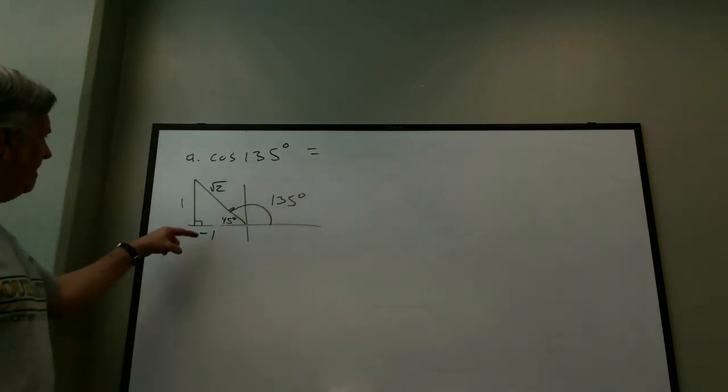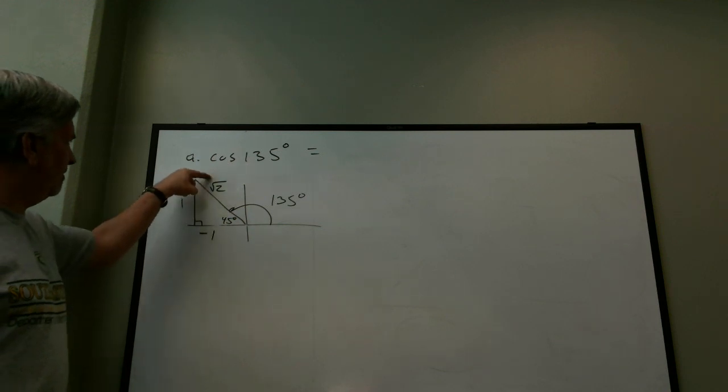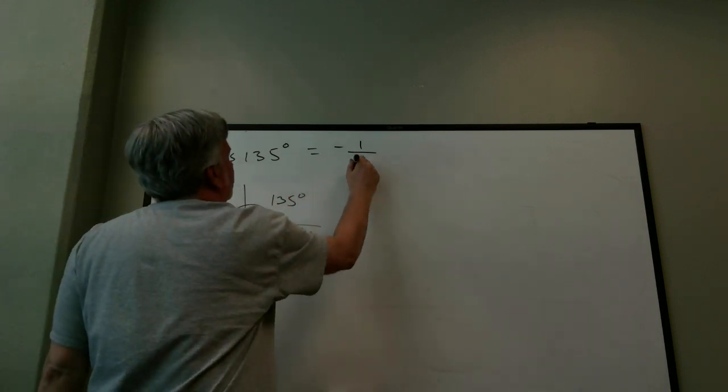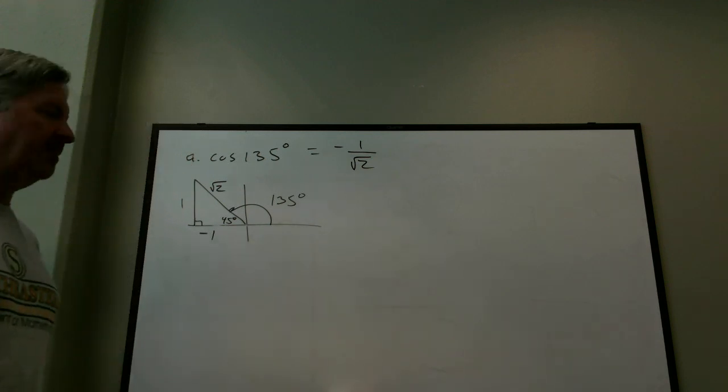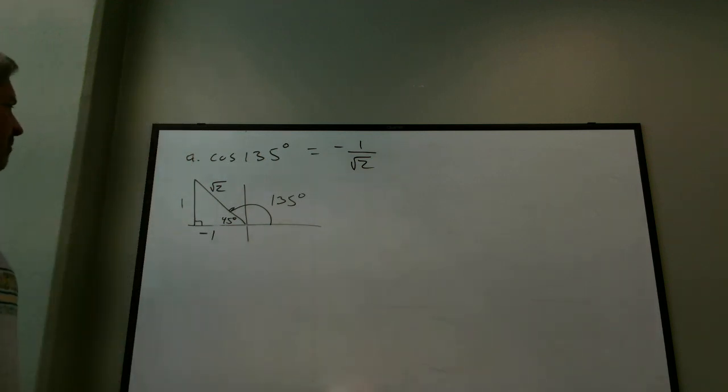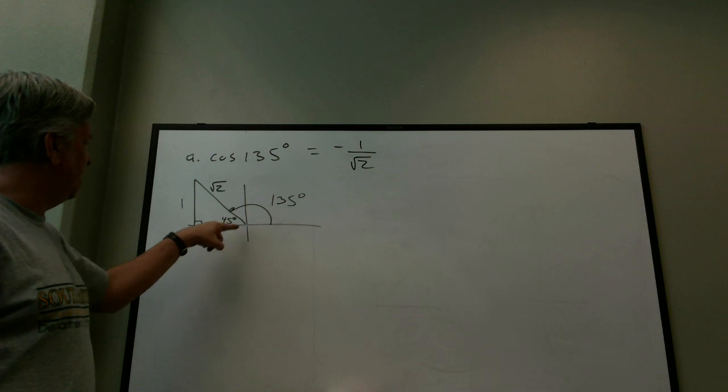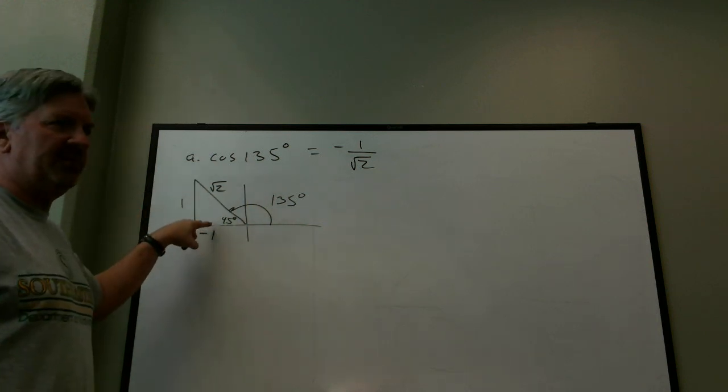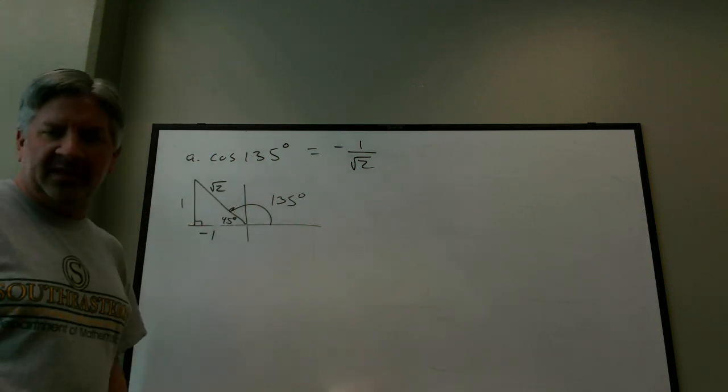And what's the cosine? It's adjacent over hypotenuse, or x over r. So it's a minus 1 over square root of 2. Again, you don't have to rationalize for me. So the only new thing is we need to find the reference angle, label your 3 sides with the numbers on your special triangle, and don't forget to check for negatives.